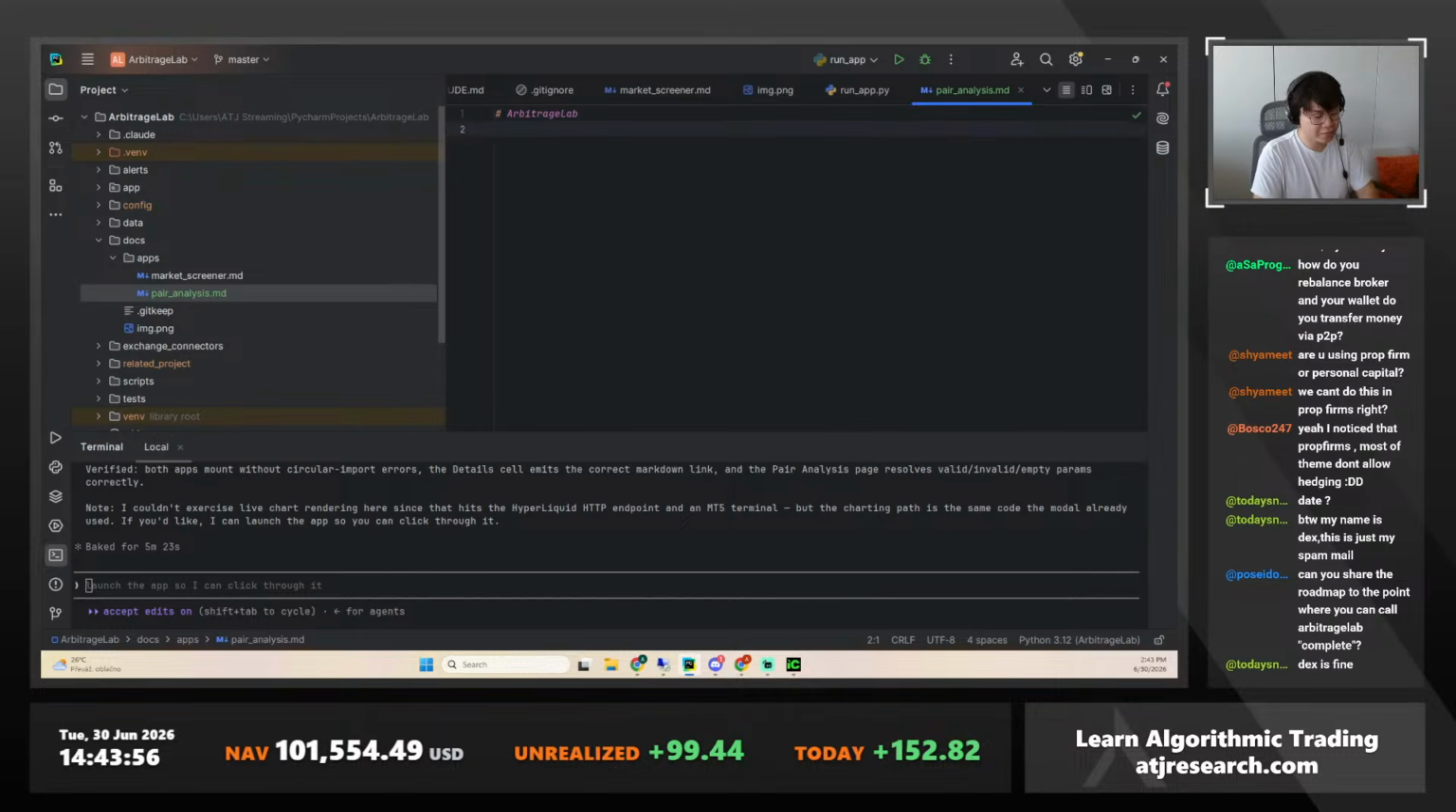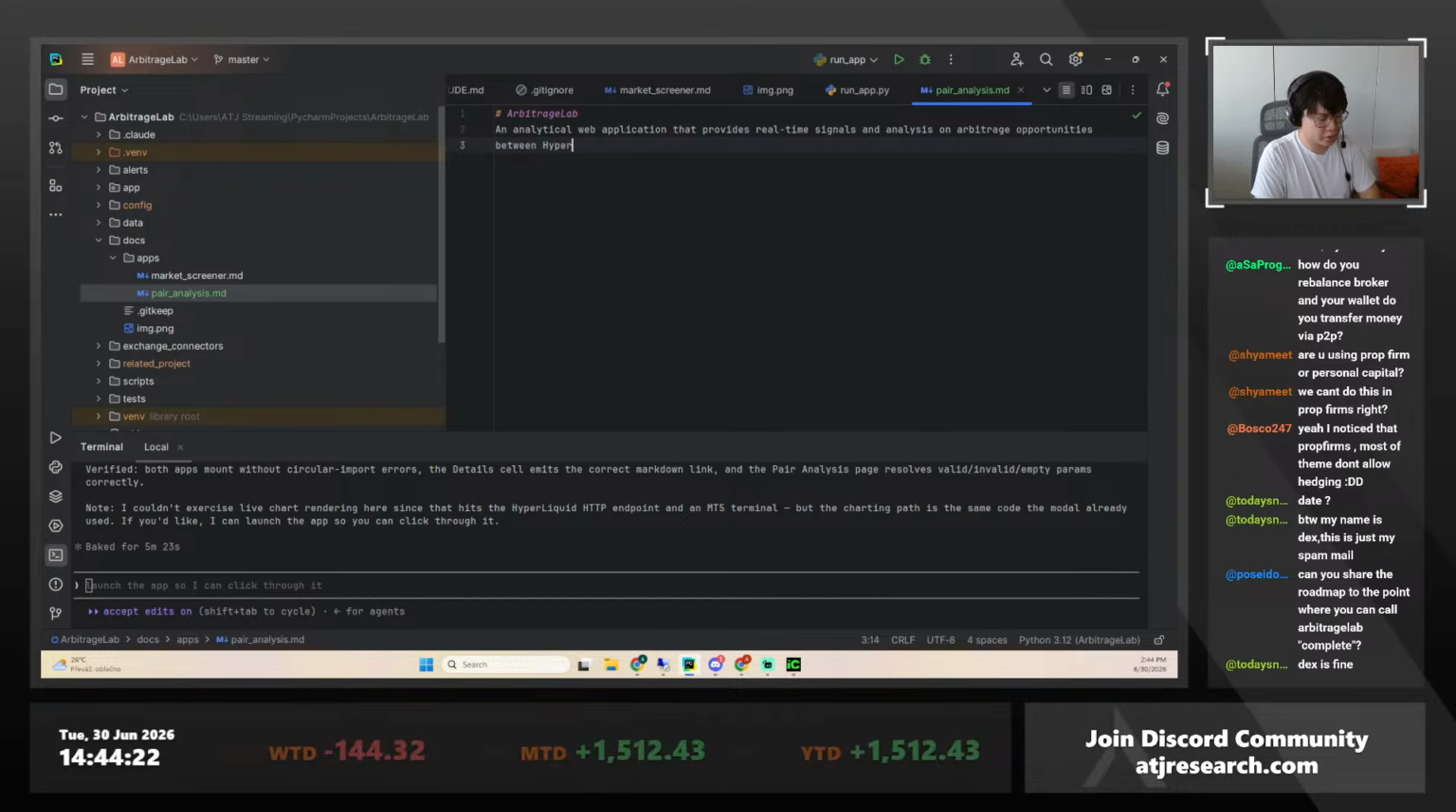So Arbitrage Lab is an analytical web application that provides real-time signals and analysis on arbitrage opportunities between Hyperliquid and MT5. Right? This is the main point of Arbitrage Lab.